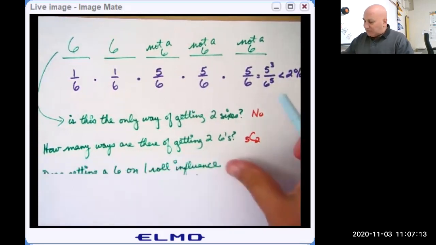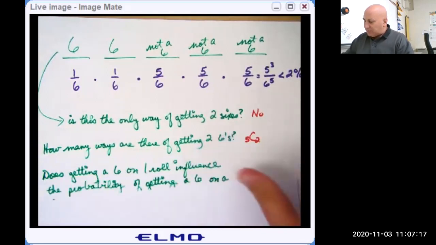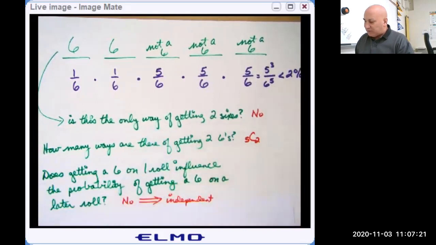Now the next question is, does getting a 6 on one roll influence the probability of getting a 6 on a later roll? And the answer is no. So they are independent of each other. And what do we know about events that are independent of each other? That's coming up.